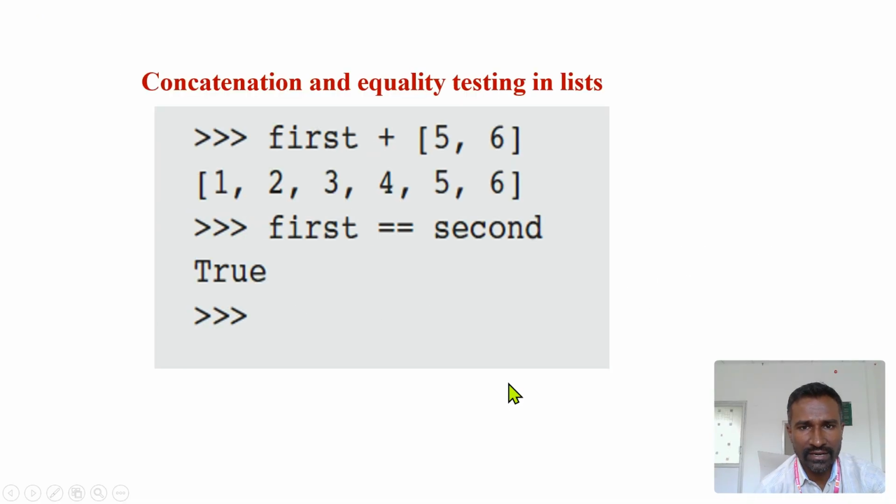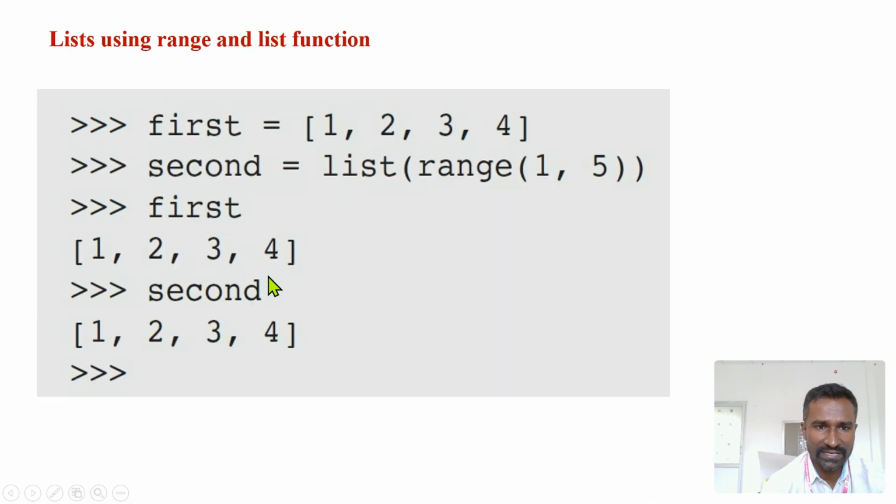And concatenation and equality. Concatenation means we can merge two lists, or a variable name with a list, or two variable names, whatever it is, we can use it. So first is the variable name holding the list elements, and 5 comma 6 is the new list. So both will be concatenated. And the equality operator can be used, along with greater than, less than, or equal to. Yes, it is true from the previous slide: first is equal to second. Yes. So range 1 comma 5 represents up to 4 only, and the same thing will be printed. 5 minus 1 is 4.